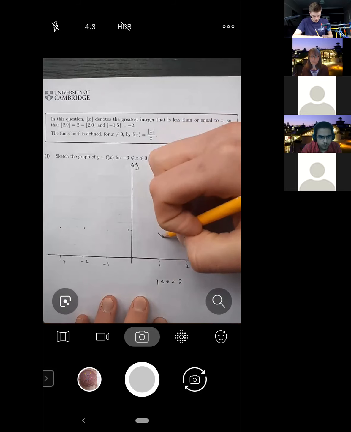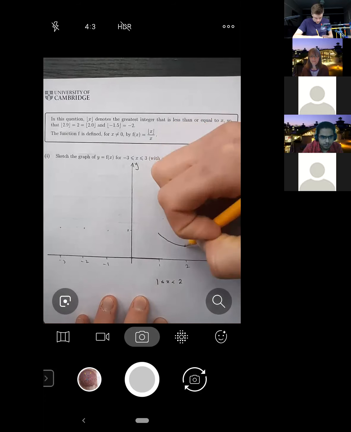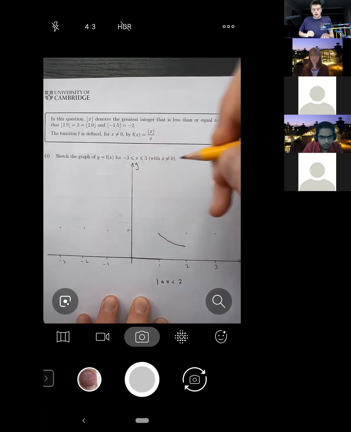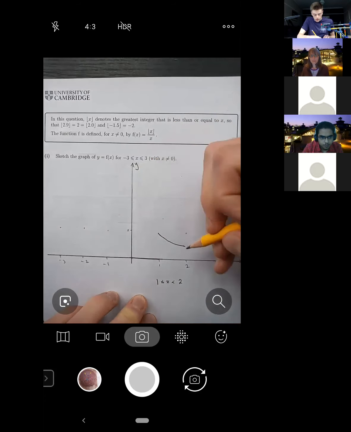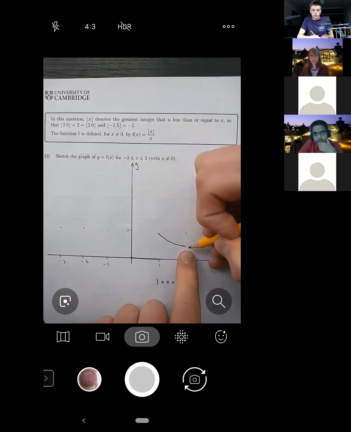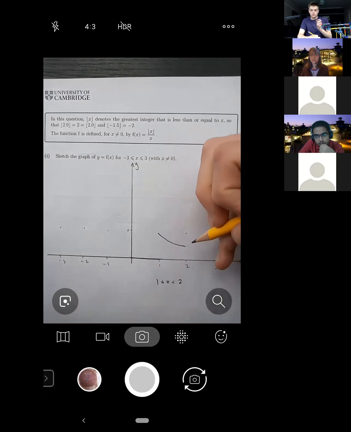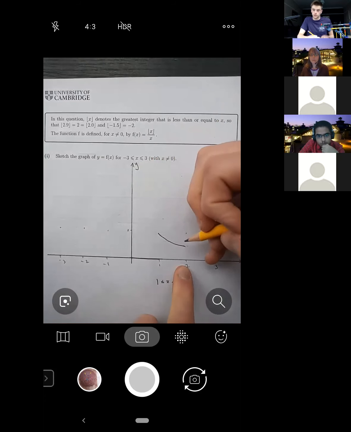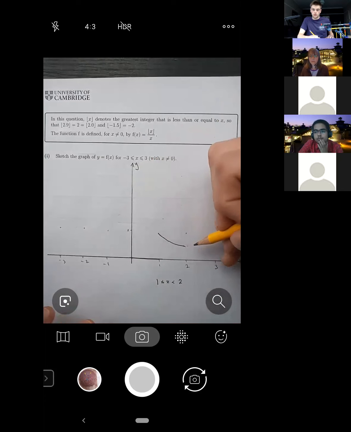Okay, I'm just going to attempt to draw that. I don't claim to be an artist, but give it a go. Okay, now note here, it's going to be almost 1/2. It never actually gets to 1/2, but it gets as close as you like as we get very, very close to 2. But just note that it won't actually be 1/2.